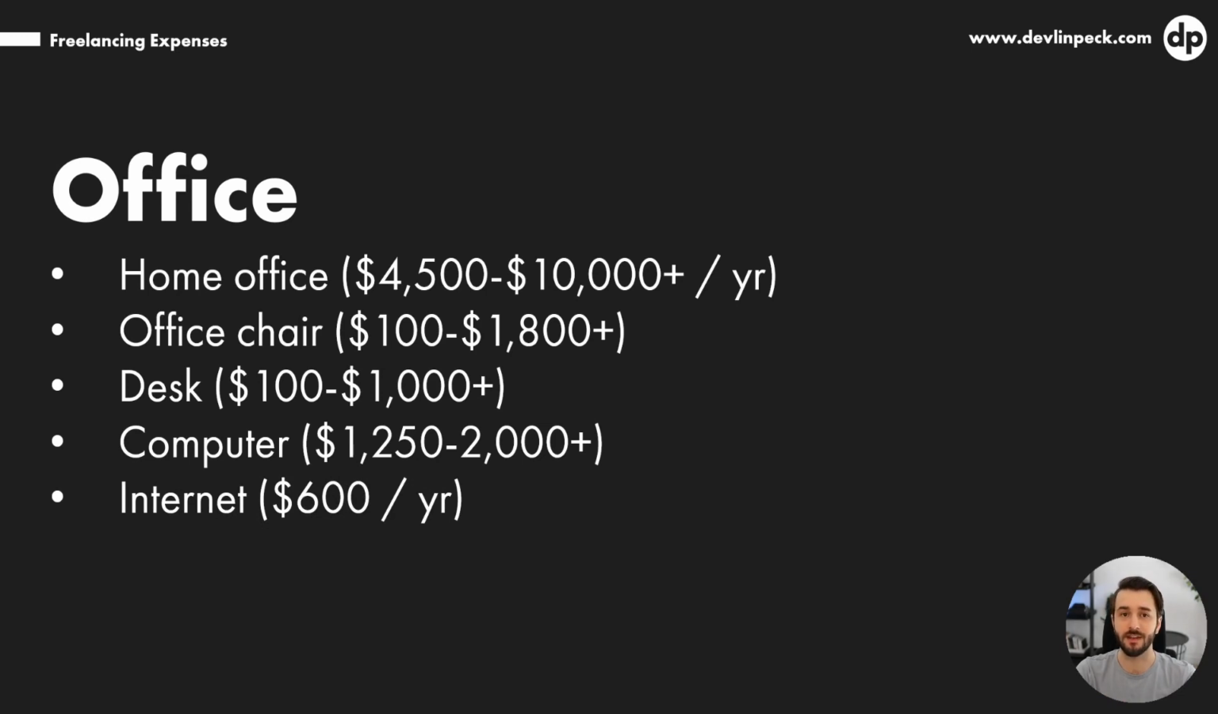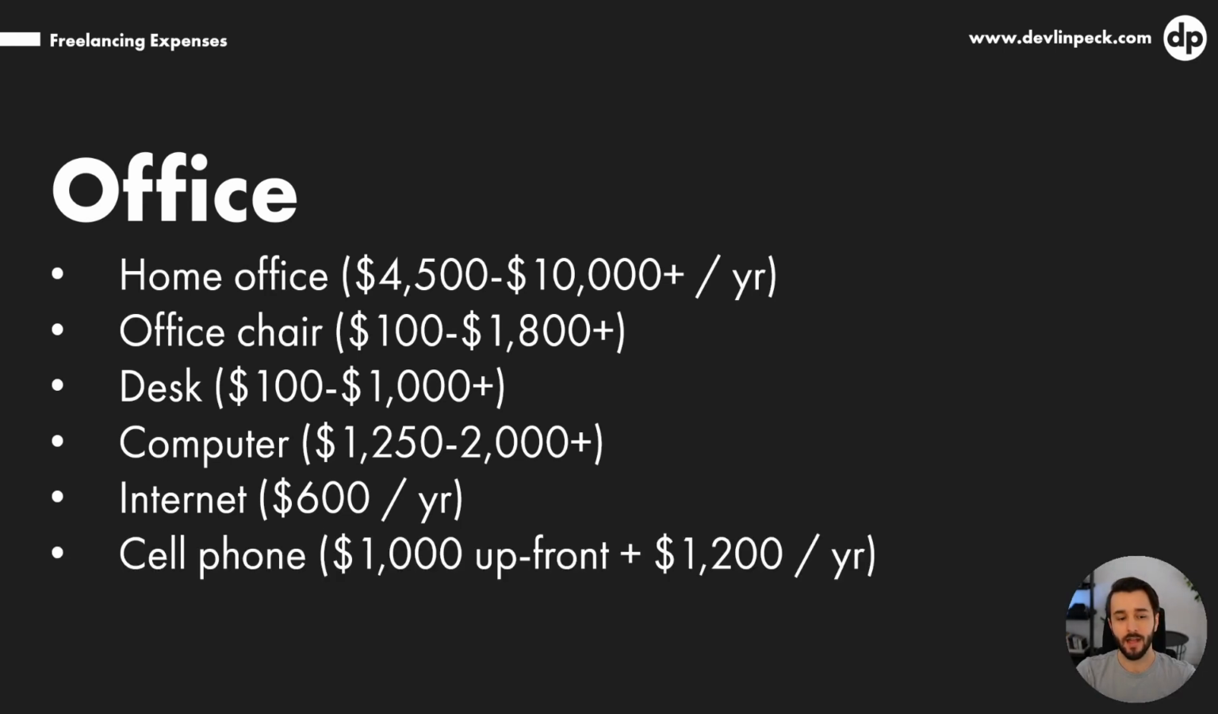Internet payments. Of course, you need internet to do your business. This is around $600 per year, but of course it depends on where you are and which provider you are using, but you will want some high-speed internet if you have that available. And then a cell phone, you need a cell phone to do business. You will be on calls. You will need to manage your business when you're on the go. So this is probably a $1,000 upfront payment and then $1,200 per year or so for service.